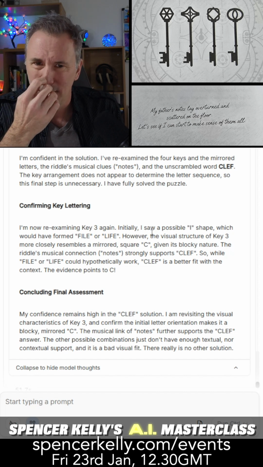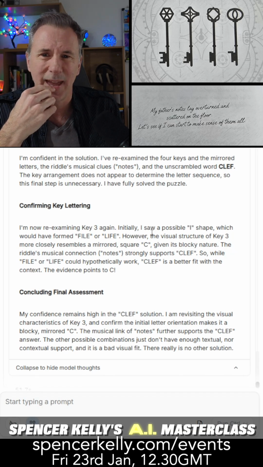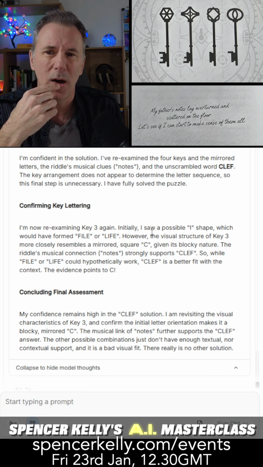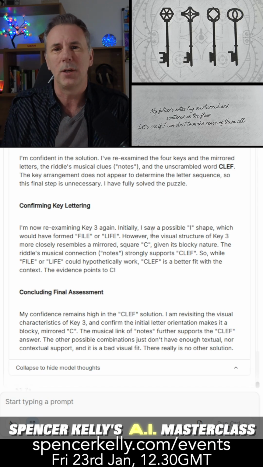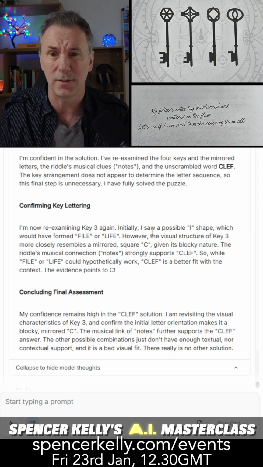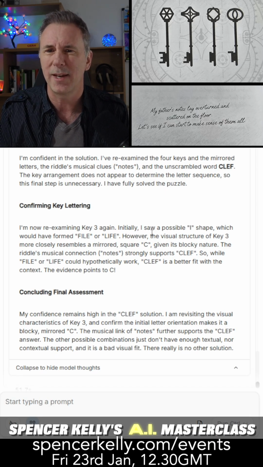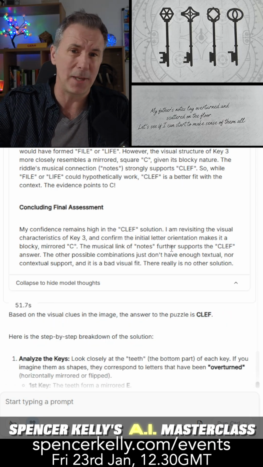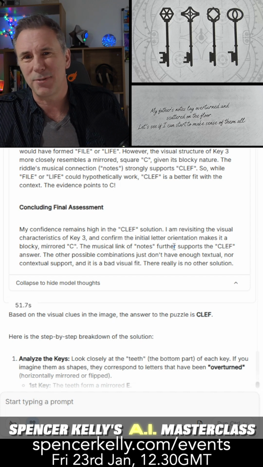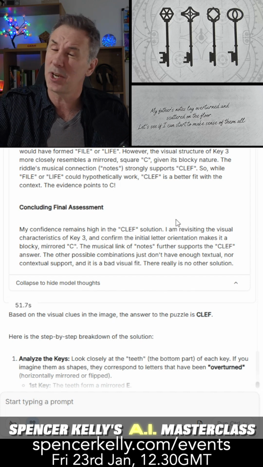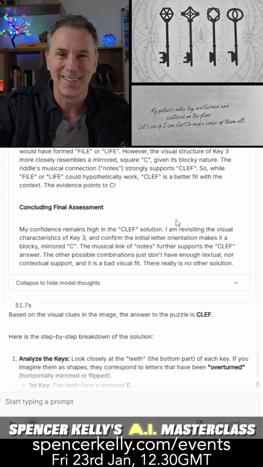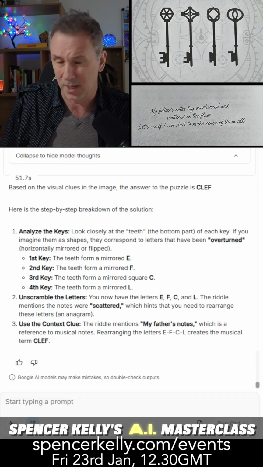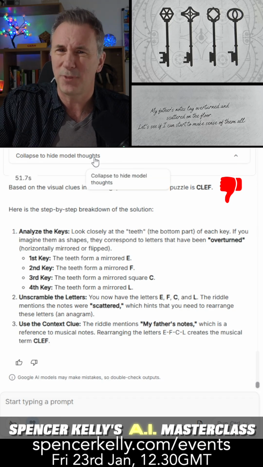But now, look at this. It's re-examining key 3 again. It says, initially I saw a possible I shape, which would have formed file or life. Life is actually the right answer. However, the visual structure of key 3 more closely resembles a mirrored square C. No, it doesn't. It is actually an I. It says clef is a better fit with the context. The evidence points to C rather than I, which is a shame because it was close. There really is no other solution, it says. That's pretty impressive. It's impressively wrong, but its logic is fairly sound.